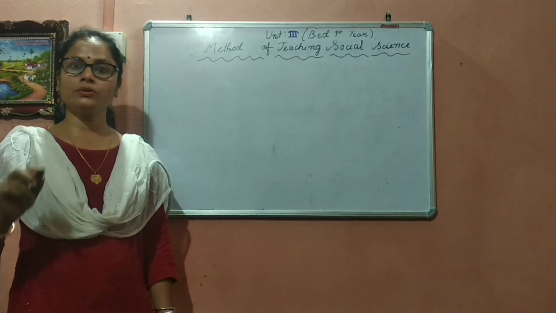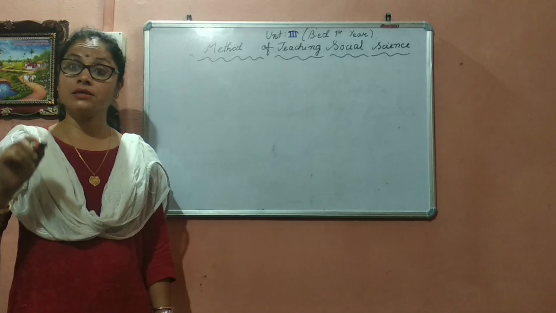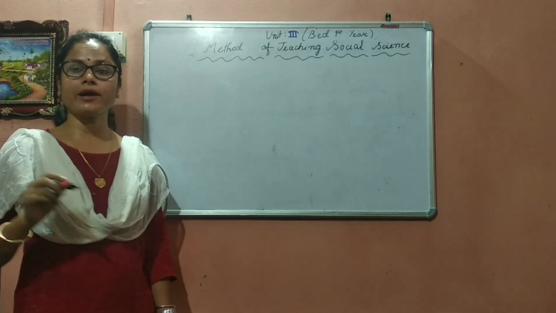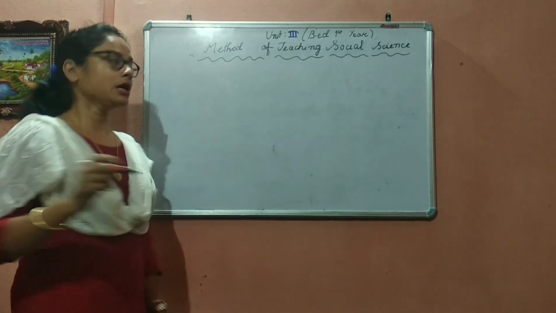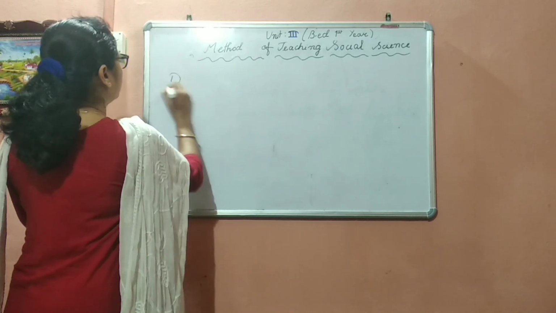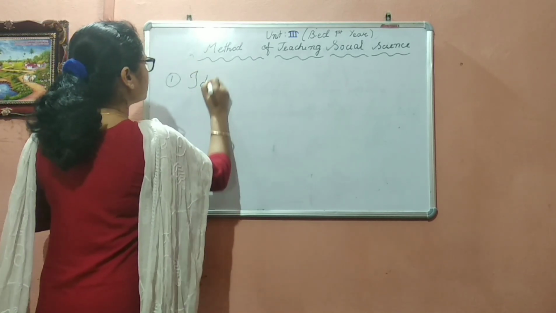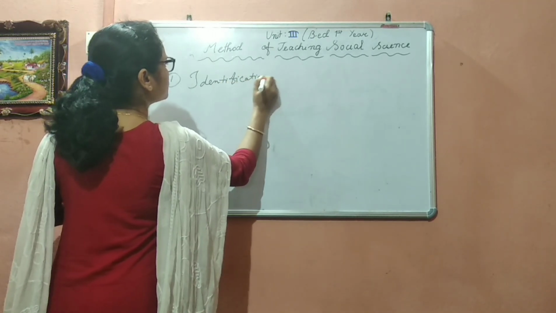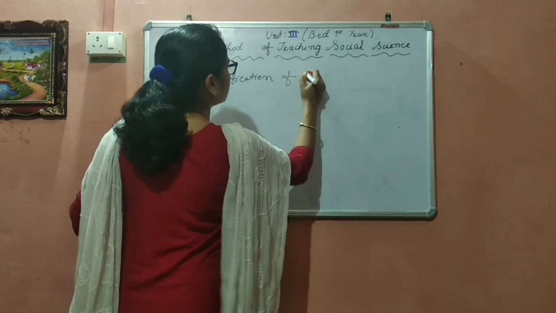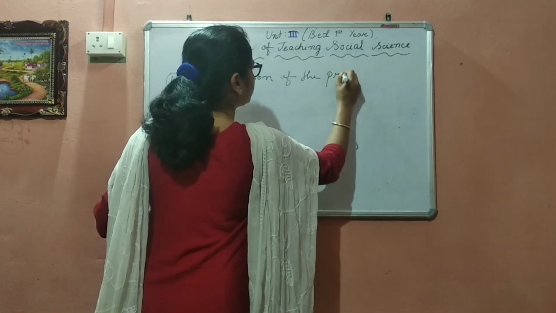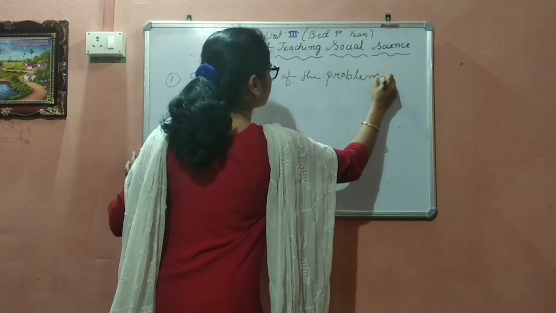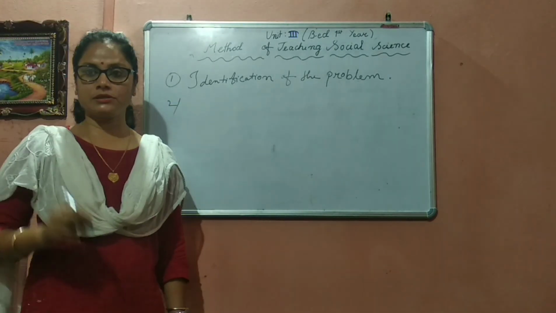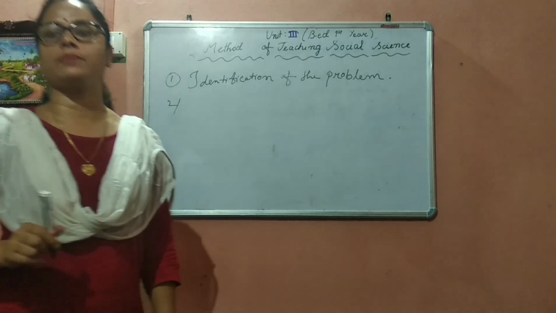Then I am going to discuss the various steps of the problem solving method. Number one, the first step of the problem solving method, is identification of the problem. This is the first step. This is a very important step of the problem solving method.